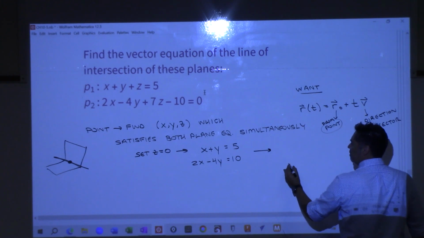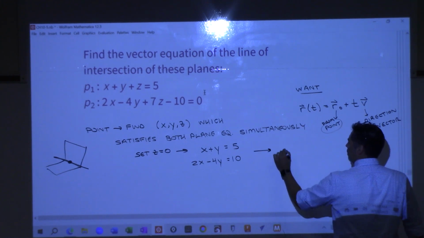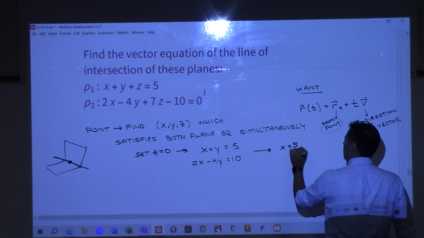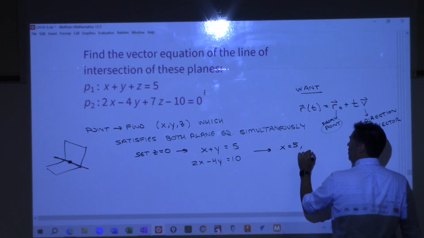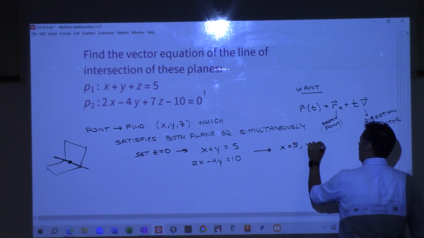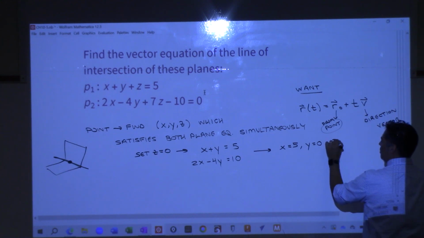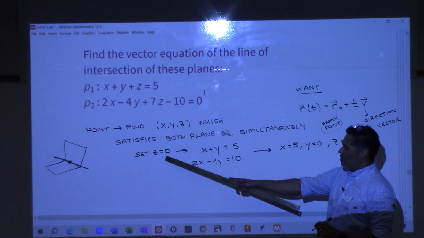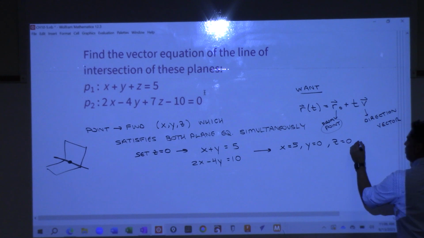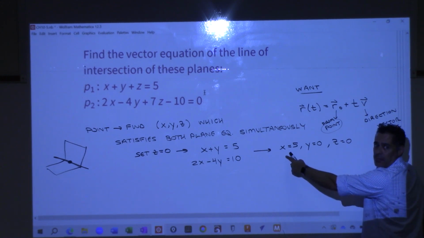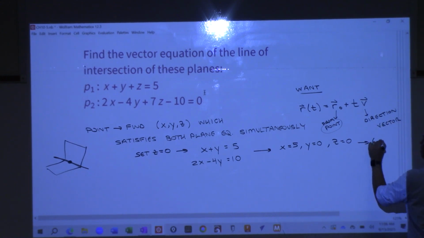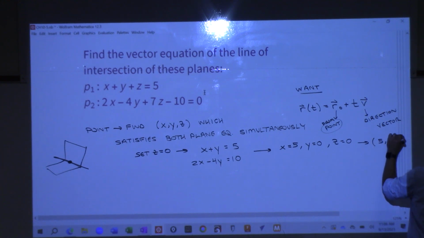What did we get here? x equals 5. y equals 0. And then, of course, z was 0, because that's what we started with, z being 0. So that was done in class last time. And then this gives us the point 5, 0, 0, right?